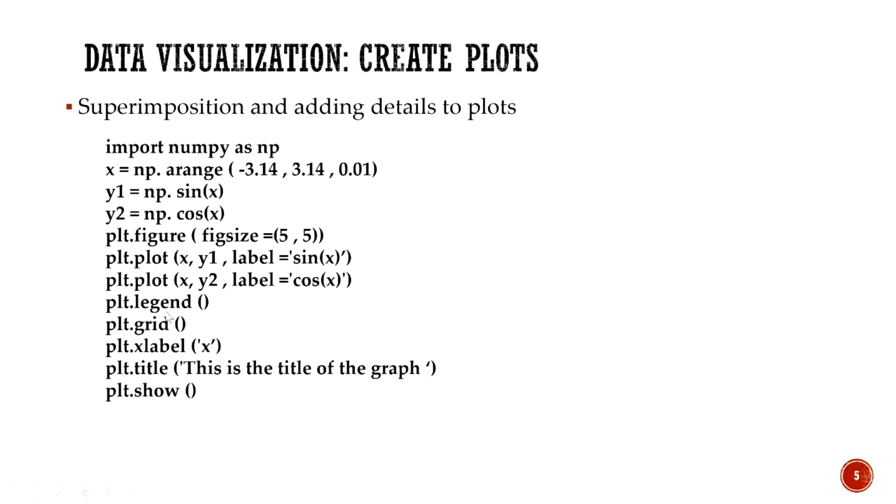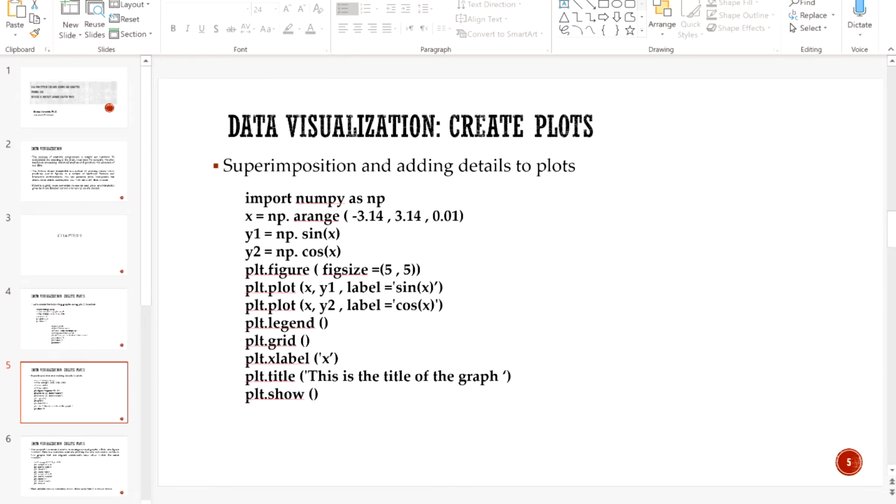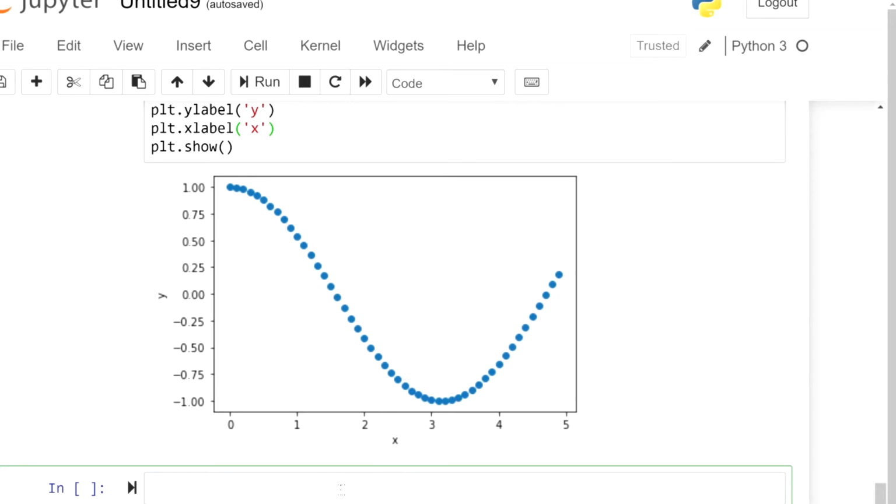Because we are superimposing two curves, we add a legend. We also want to add a grid, so plt.grid, and also add labels to both the x and y axis. So plt.xlabel x, ylabel for y, and if you want to add a title to the whole graph, then plt.title, you can pass the text or a string. And then you see the result. So let's implement this so you can see how we can superimpose sine and cosine functions in one figure.